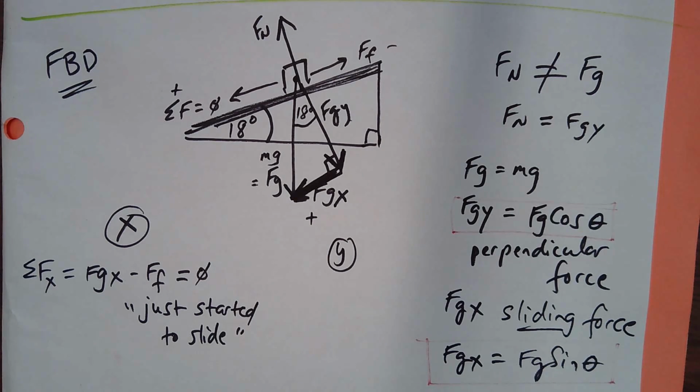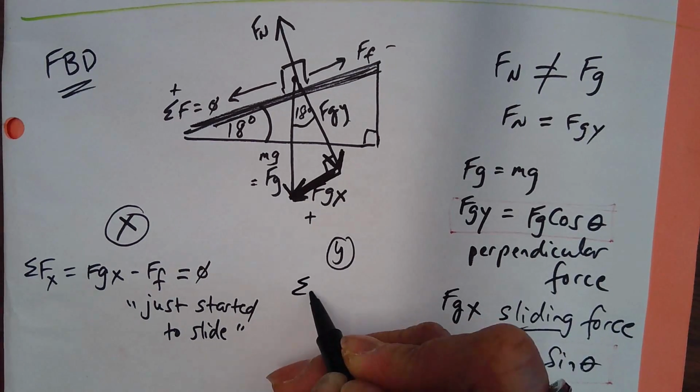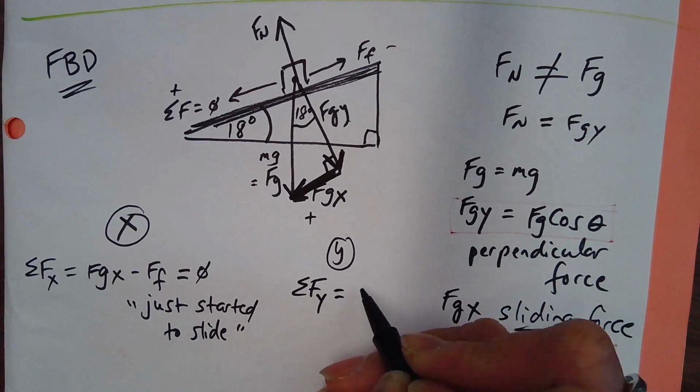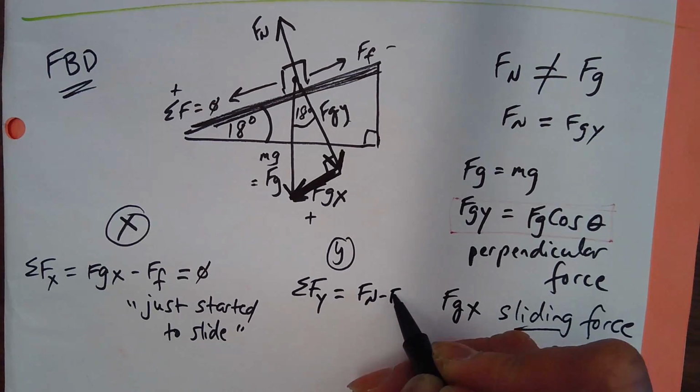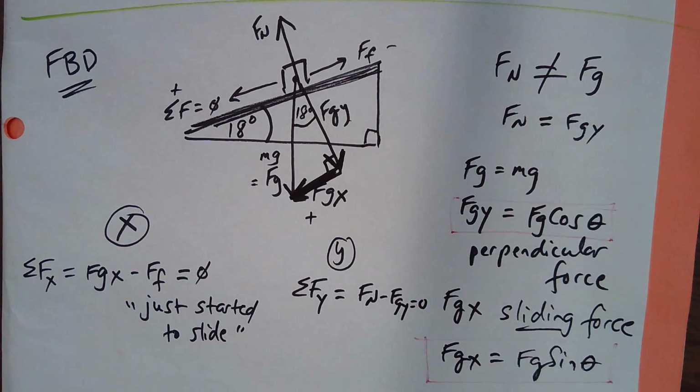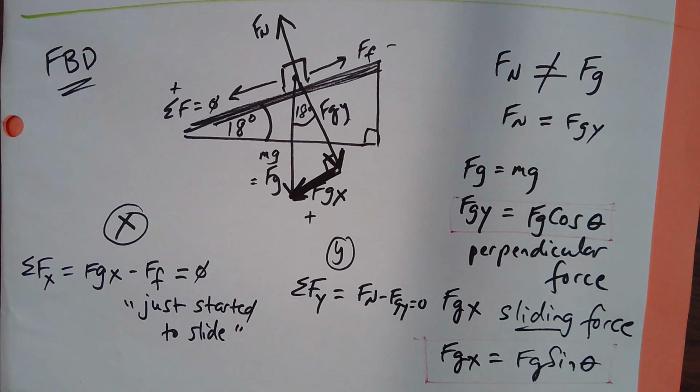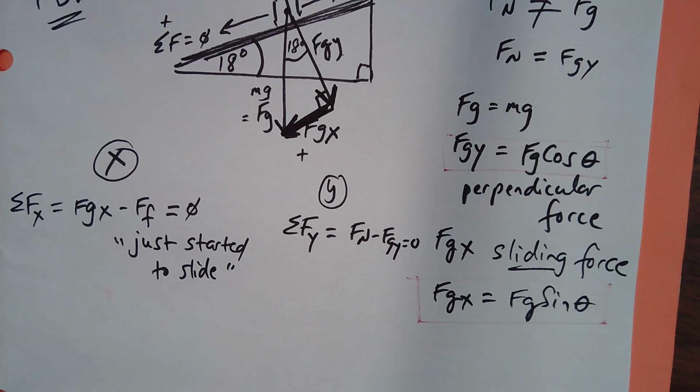0. Why is that? How do you know? It's not going up and down. It's not jumping up off the table. It's not sinking into the table. So the net force on the Y is equal to Fn minus Fg of Y equals 0. Is that okay? That's how you know it's equal to 0. It's stable. This is a static equilibrium at first, but when it started to move, you have dynamic equilibrium. It's still in a state of equilibrium.